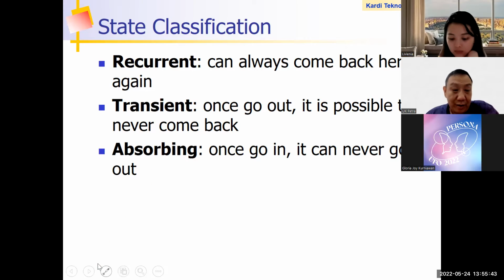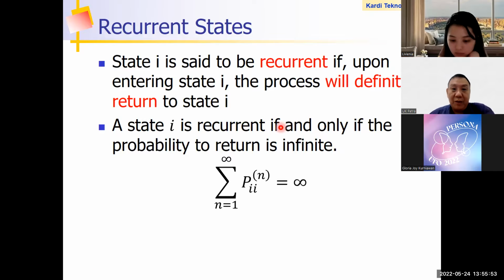That's the difficulty in Markov chain, it's actually about the jargon, the terminology. So I need to introduce this to you. Okay, now make it more formal. The state i is said to be recurrent if upon entering state i, the process will definitely return again. That means the state is recurrent if and only if the probability to return is 1. It will always be able to return.